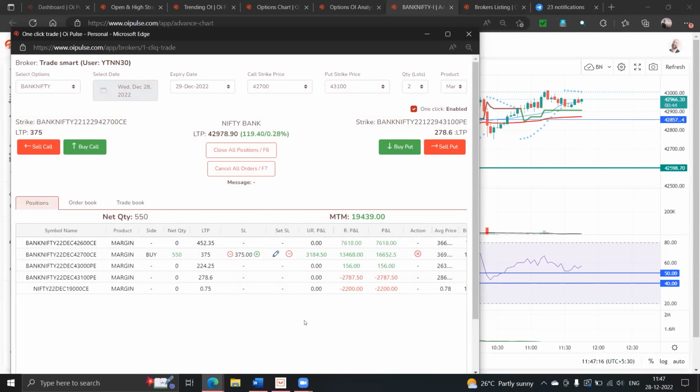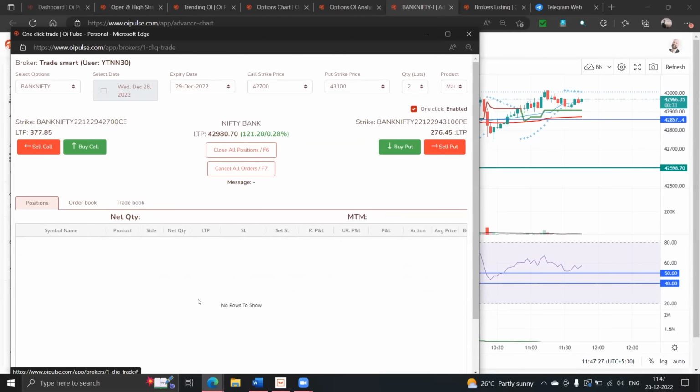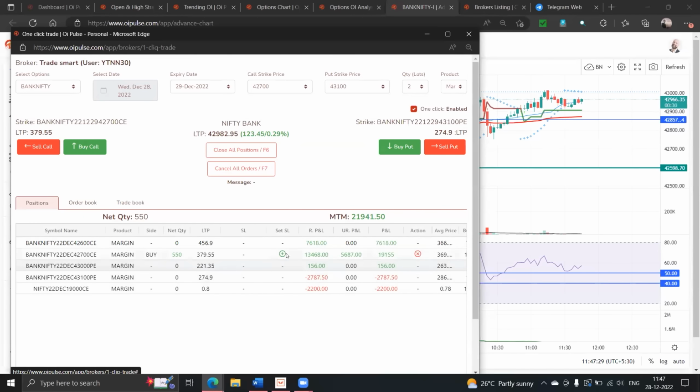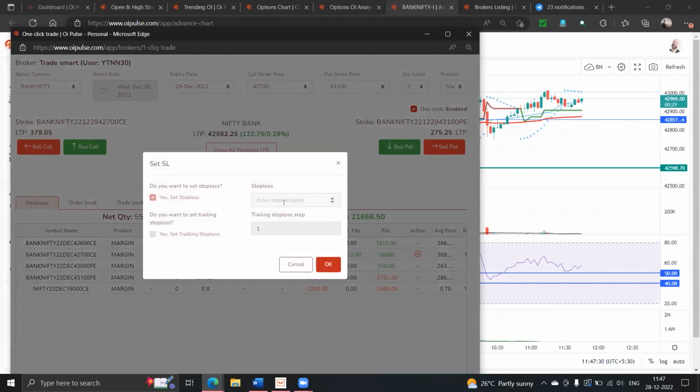So now, look at the 376. We are trailing it. It got hit, I believe, right? Okay, it got hit. It refreshed.